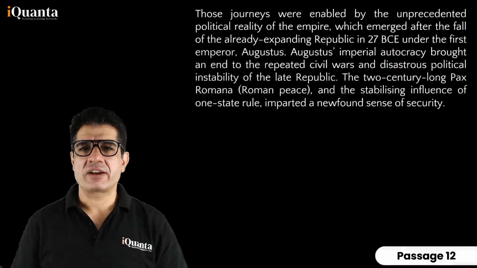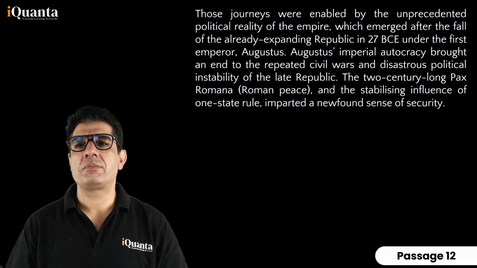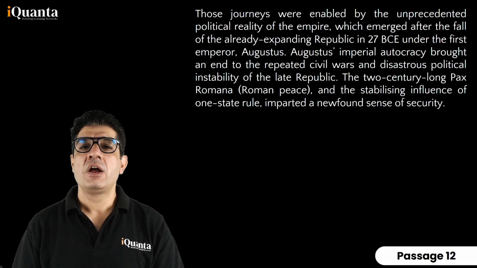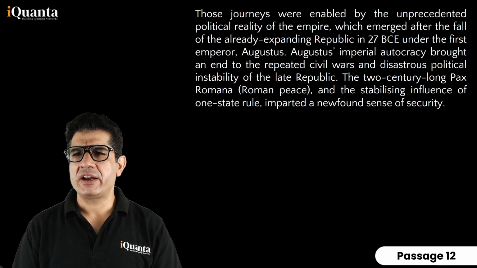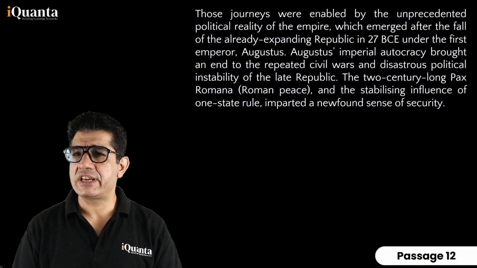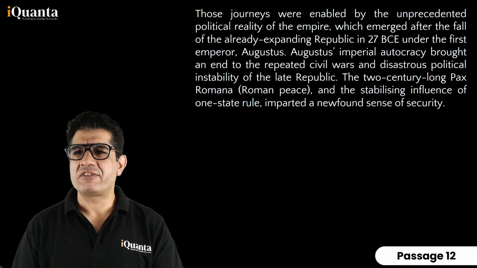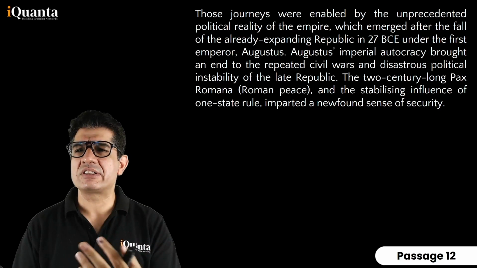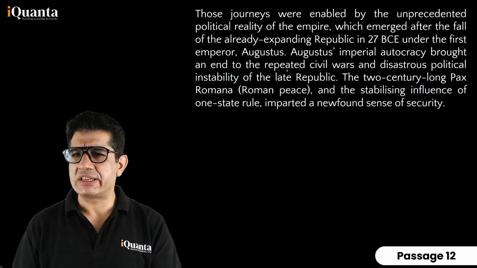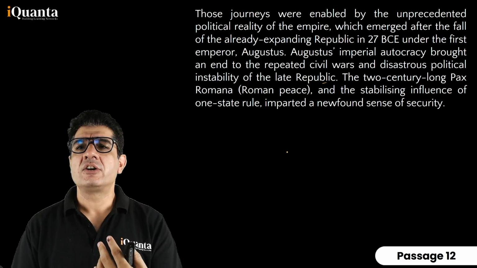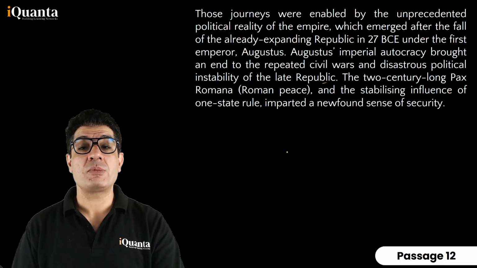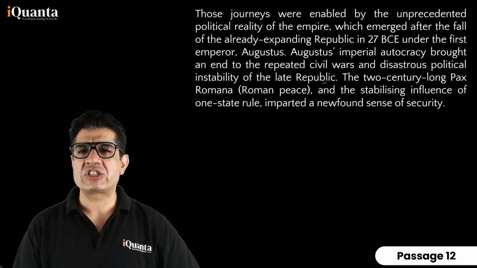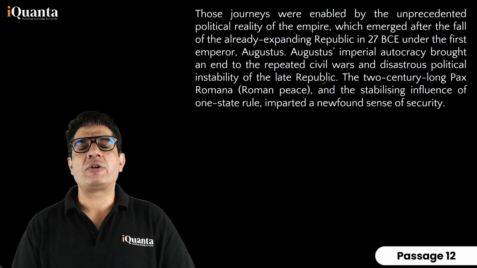Then the last paragraph: those journeys were enabled by the unprecedented political reality of the empire, which emerged after the fall of the already expanding republic in 27 BC under the first emperor Augustus. Augustus' imperial autocracy put an end to the repeated civil wars and disastrous political instability of the late republic. The 2-century-long Pax Romana, Roman peace, and the stabilizing influence of one-state rule imparted a newfound sense of security.